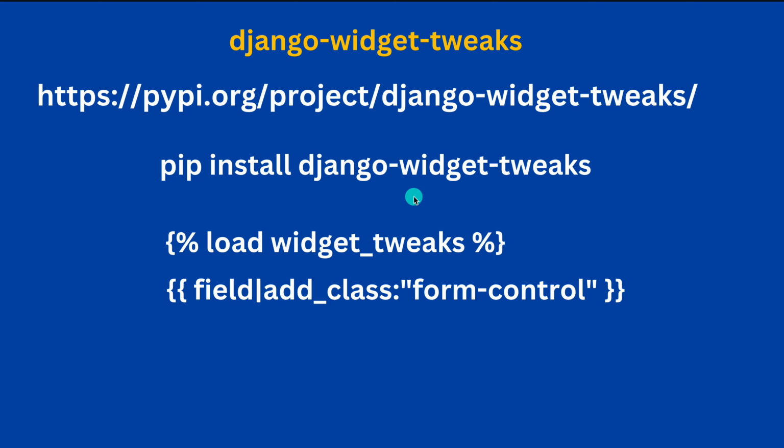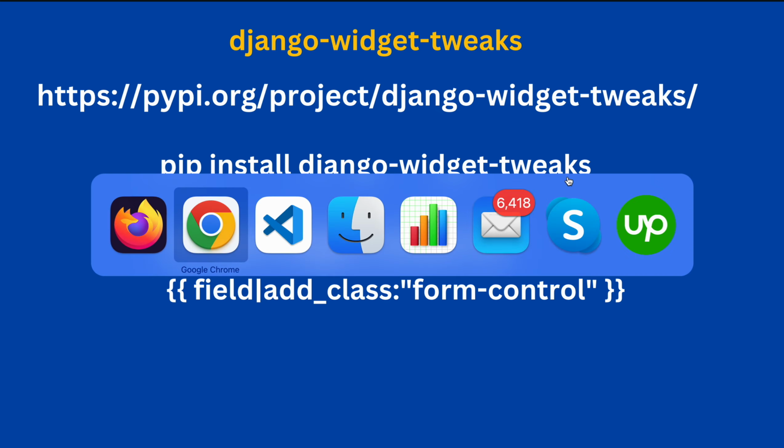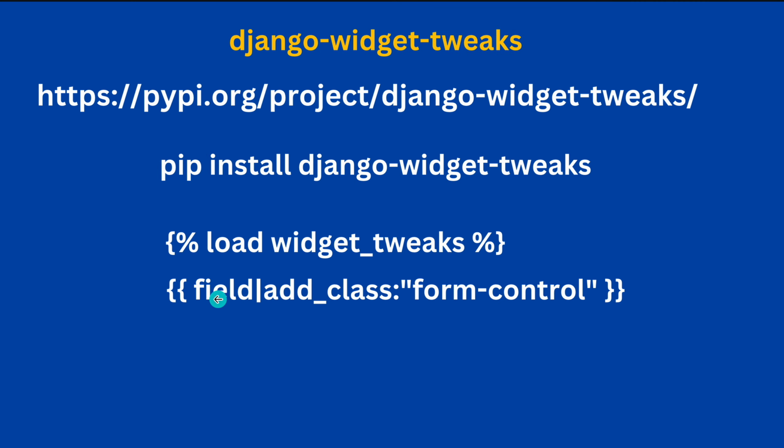Now, I was telling you about that widget. What is the widget? If I want to add a class in this field, form-control, I'll have to install Django widget tweaks. I'm using this field pipe add class. This will not work until I load widget tweaks.